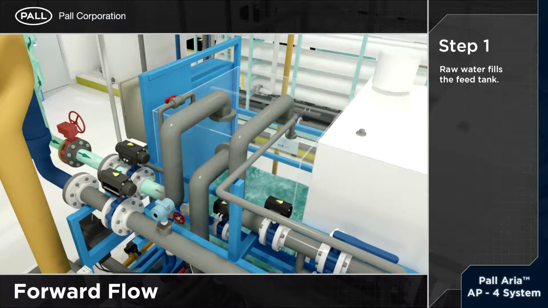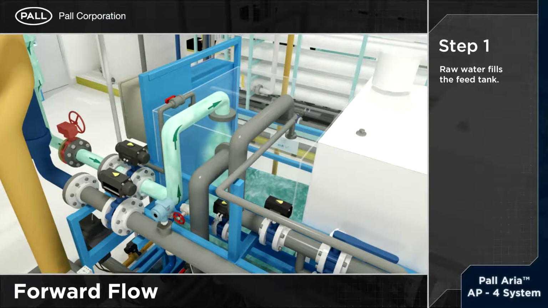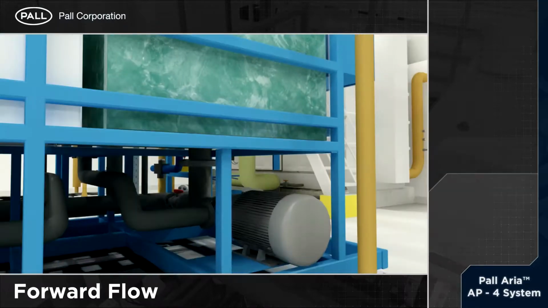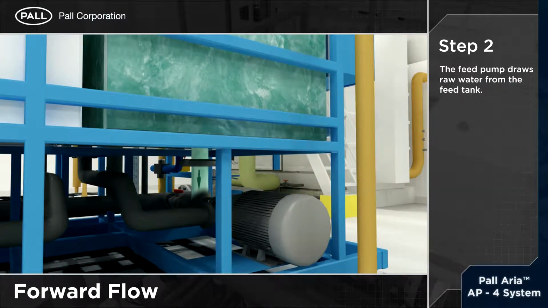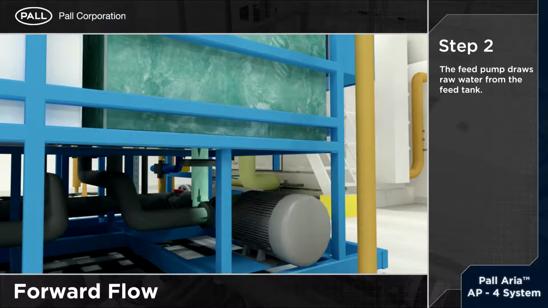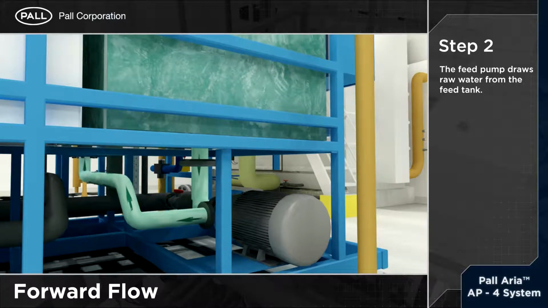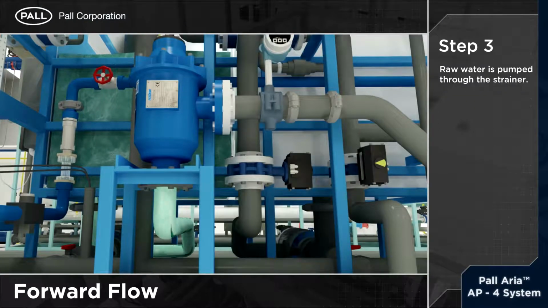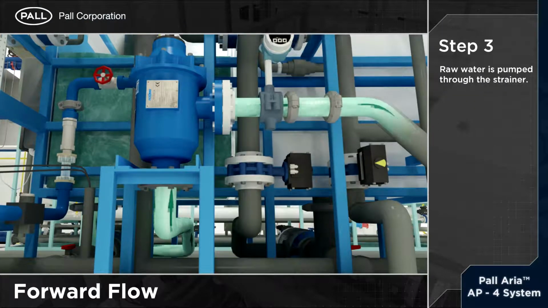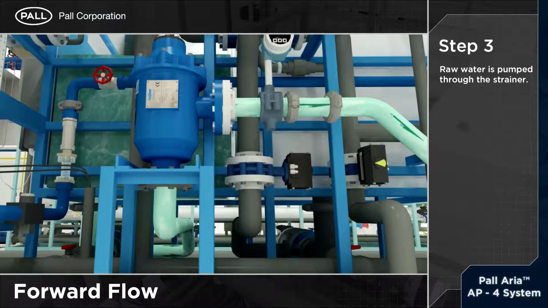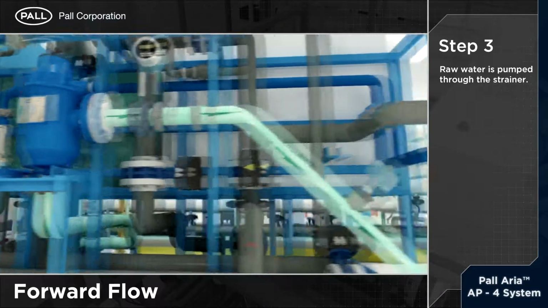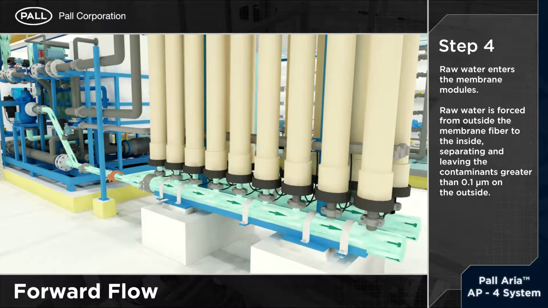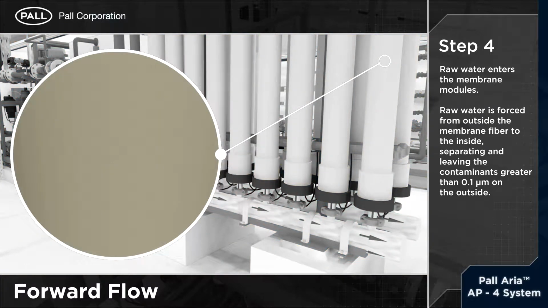In the forward flow, raw water fills the feed tank. The feed pump then draws raw water from the feed tank. Raw water is pumped through the strainer, and then the raw water enters the membrane modules.